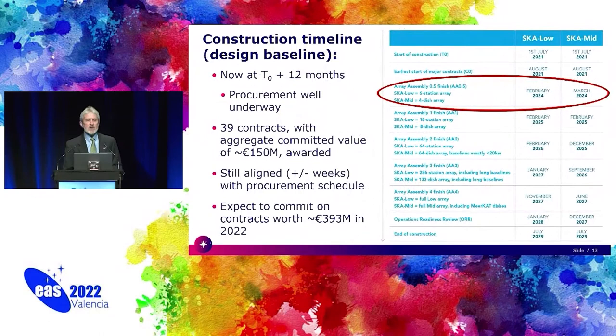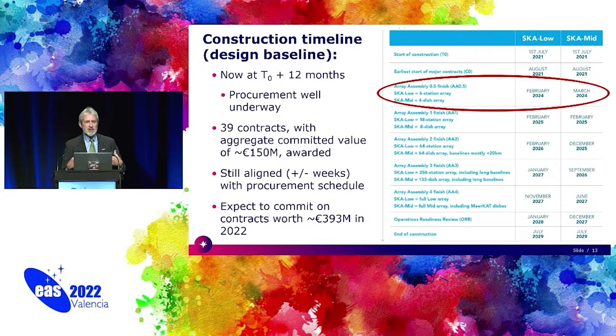So where are we now? Well, about 1 year ago, on the 1st of July, we were given the go-ahead to begin construction by the Square Kilometre Array Council. At this point, procurement is really well underway. You can see the timeline and key milestones for both the low and the mid components of the observatory in the little table here. What's been highlighted is when we'll have the first real hardware in the field, mini arrays of just a couple of dishes and a couple of stations in the case of low, in the field in early 2024. That's still on track to be happening.